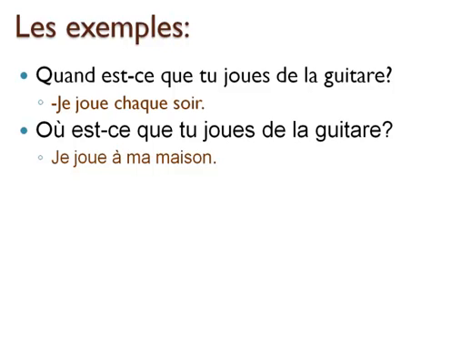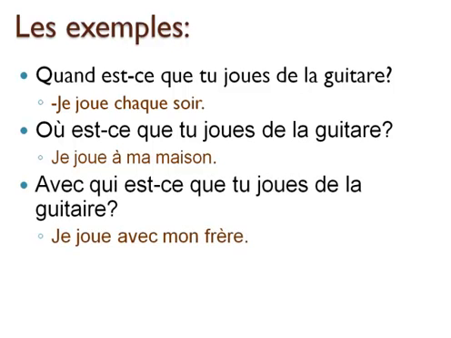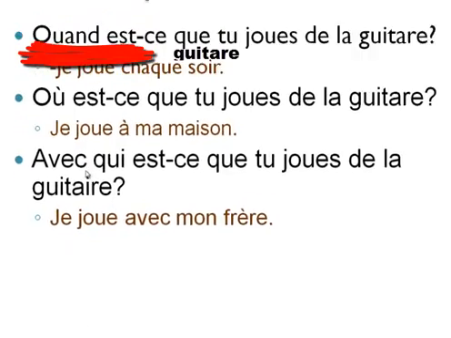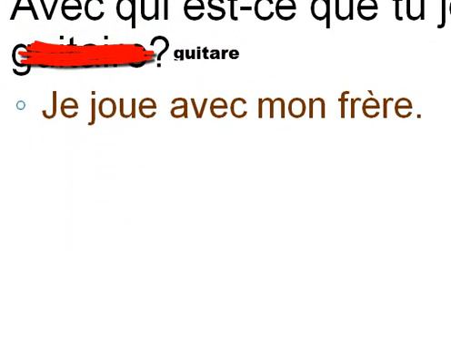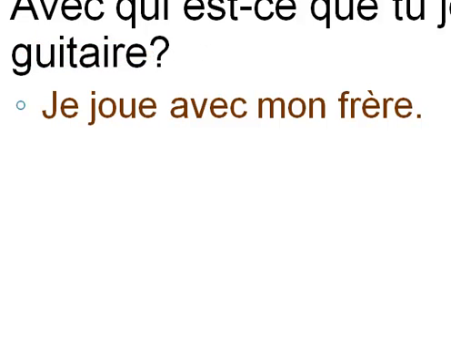Or you could translate it as where is it that you play guitar? Notice the person answers je joue à ma maison. I play at my house. If you want to know with whom somebody does something, avec qui est-ce que tu joues de la guitare? And there's a mistake there with guitar. There shouldn't be that I right there. That should just be guitar. Notice this person answers, je joue avec mon frère. I play with my brother.